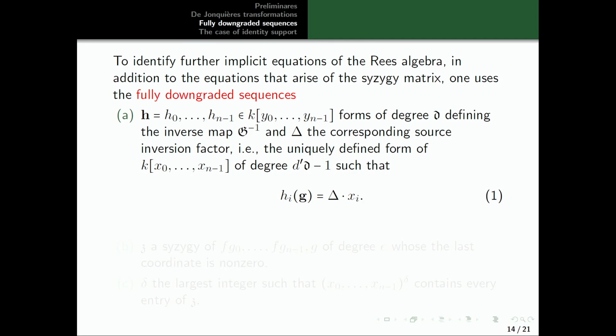And then we consider h_0 to h_{n-1}, forms of the same degree, that define the inverse of G, and delta, the corresponding source inversion factor. That is, the form that satisfies this equality.